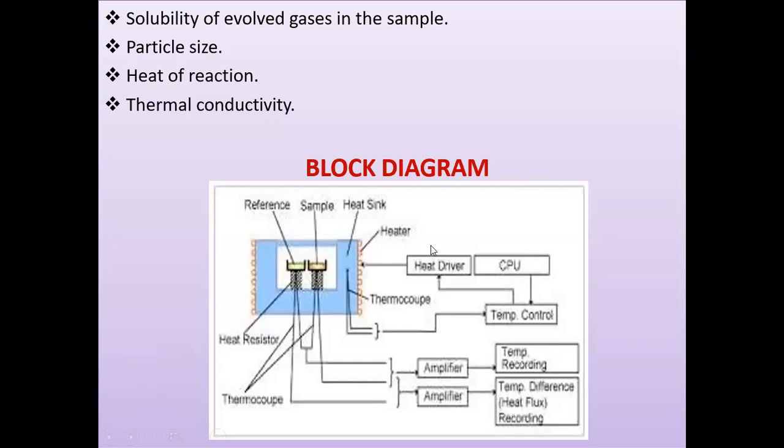Okay, this is the general block diagram of your entire DSC. If you observe here, temperature recording will be there. Heat flux, how much heat flux we are passing, can be recorded. You can control the temperature. So how this instrument works, we will see.